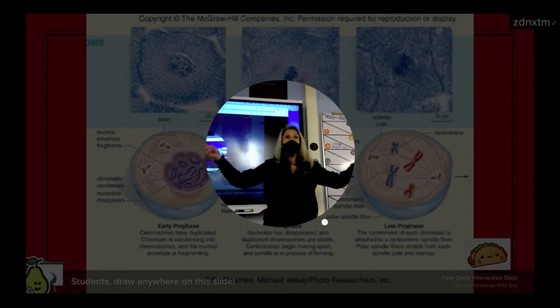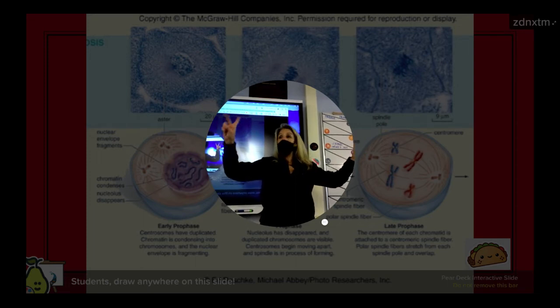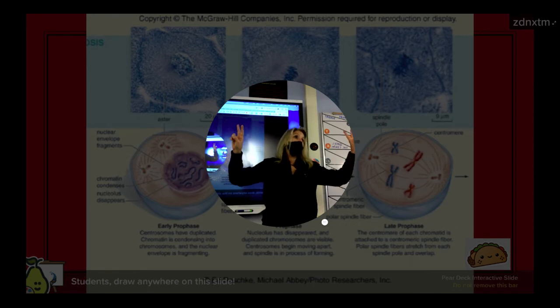We did no crossing over. We have nobody to cross over with. We did no independent assortment. There's nobody to assort with, right? Metaphase 2, anaphase 2, telophase 2, cytokinesis, and I would have 1, 2, 3, 4 cells.